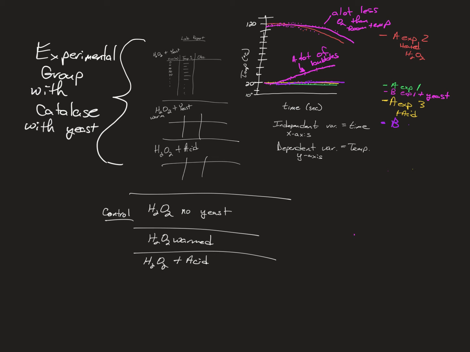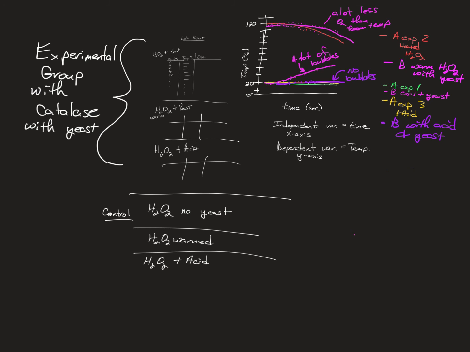Experiment B with acid and yeast. And there's no bubbles, or a lot less. So the three experimental groups should demonstrate, that's experimental B, warm H2O2 with yeast.